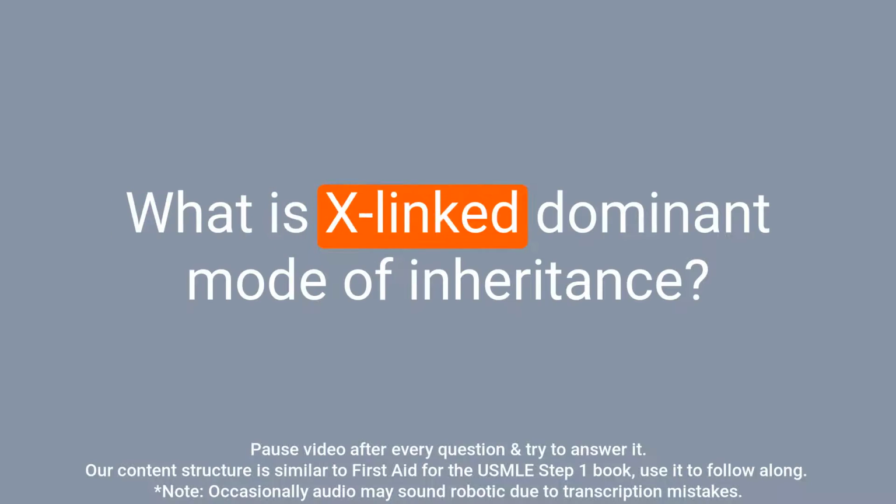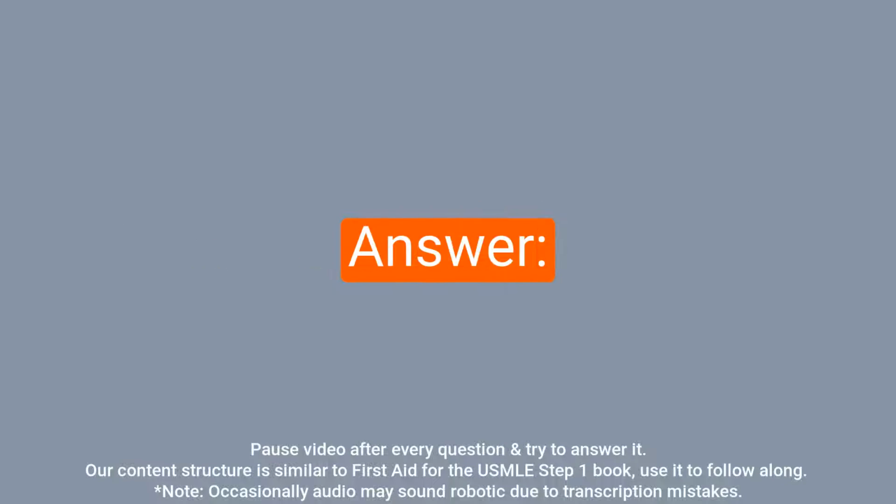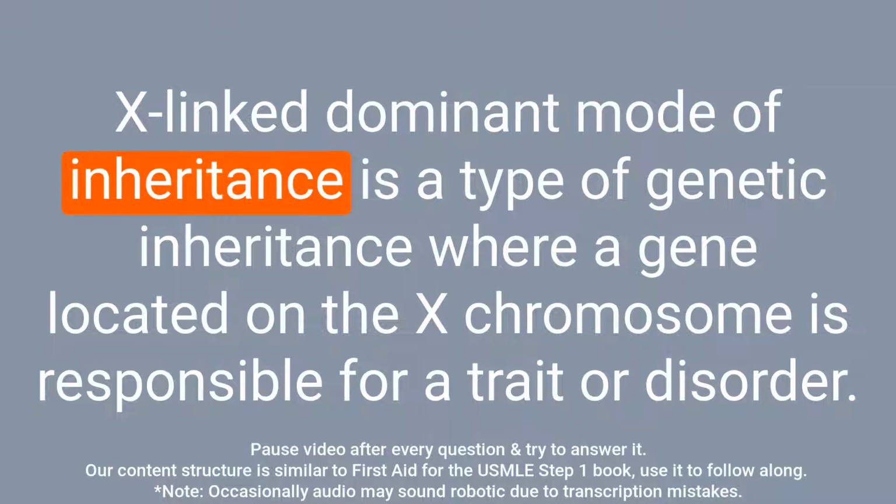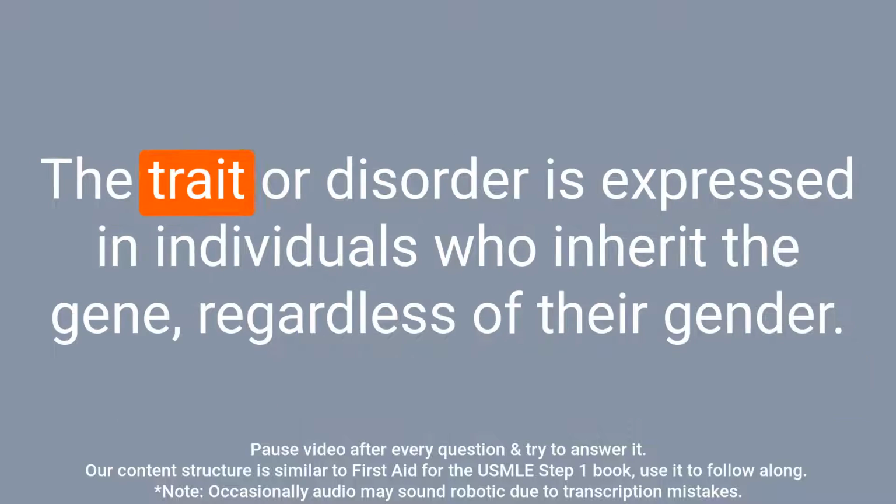Question: what is X-linked dominant mode of inheritance? Answer: X-linked dominant mode of inheritance is a type of genetic inheritance where a gene located on the X chromosome is responsible for a trait or disorder. The trait or disorder is expressed in individuals who inherit the gene, regardless of their gender.